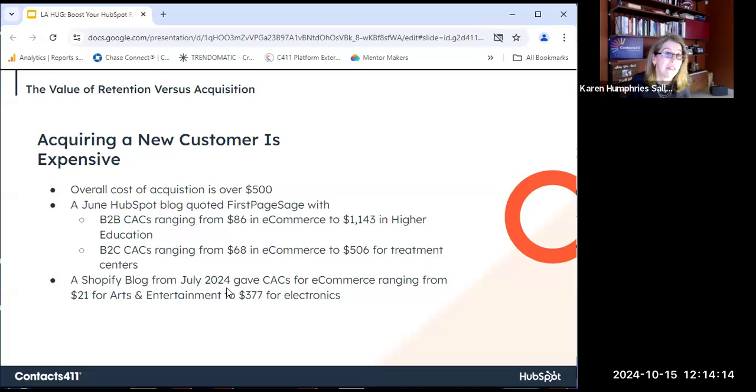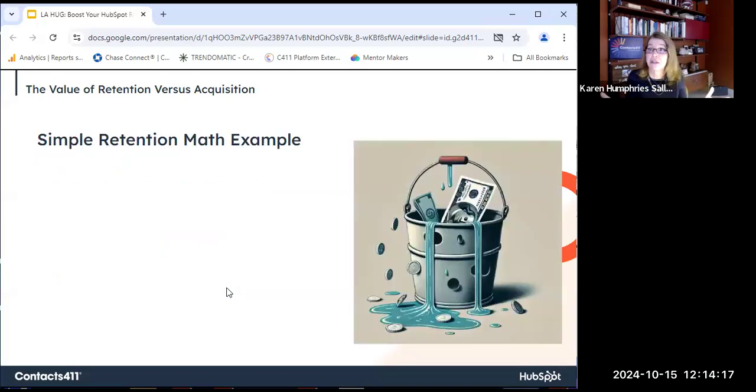Okay, so knowing that, let's do some simple retention math.